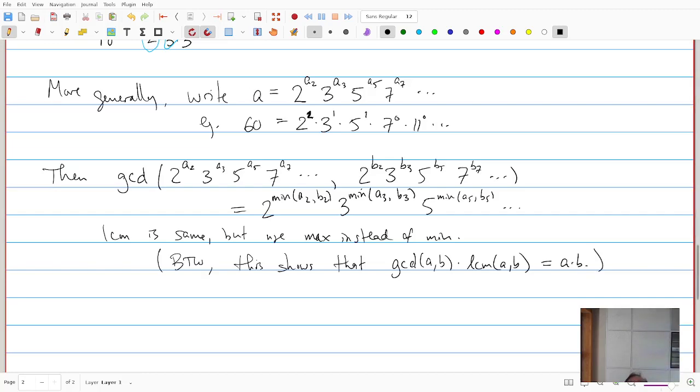When I say this shows that, I mean, if you think about it sufficiently hard, it's not necessarily obvious. Think about this expression for the GCD and the similar expression with all maxes for the LCM, and think about what you would get when you multiply them. That's not really important though, just an aside.